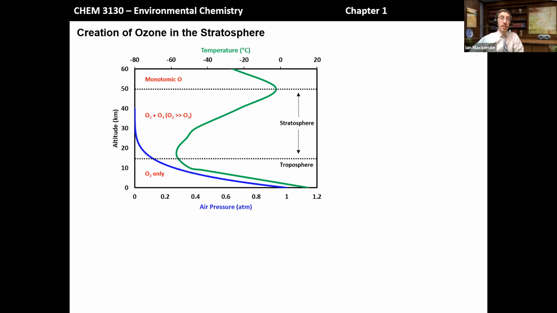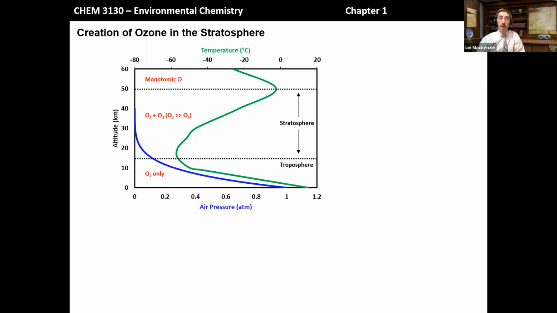And you'll notice that I've labeled a couple regions here with some information regarding the state or form of oxygen in those regions. So above the stratosphere, we have primarily oxygen in the atomic form. In the stratosphere itself, we have oxygen existing primarily as O2, but then also as ozone, with the concentration of O2 always much, much greater than the concentration of ozone. And then below the stratosphere, oxygen exists really only as O2.